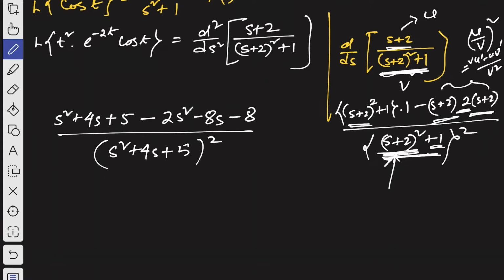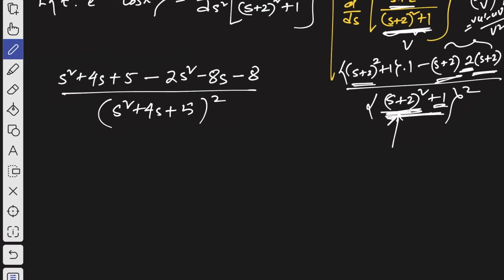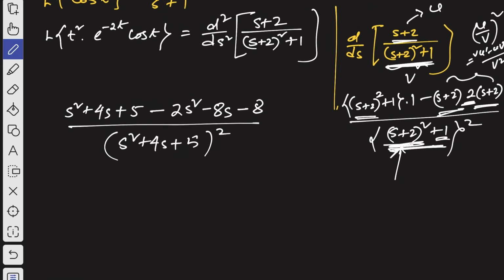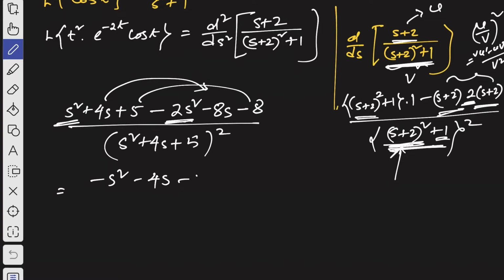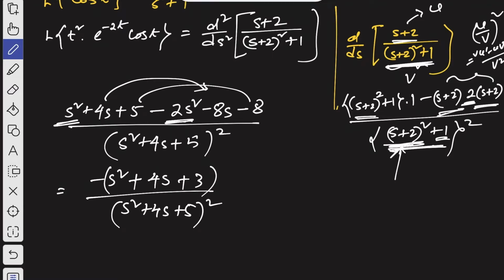So now let us simplify this first. If you simplify, s square minus 2s square is going to be minus s square, then 4s minus 8s is going to be minus 4s, and 5 minus 8 is going to be minus 3. That's what we will get, right? Taking the minus common, the negative sign inside the bracket will be positive, then (s square plus 4s plus 5) whole square, that's what we will get.